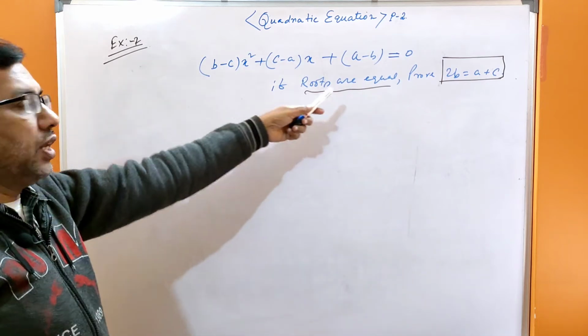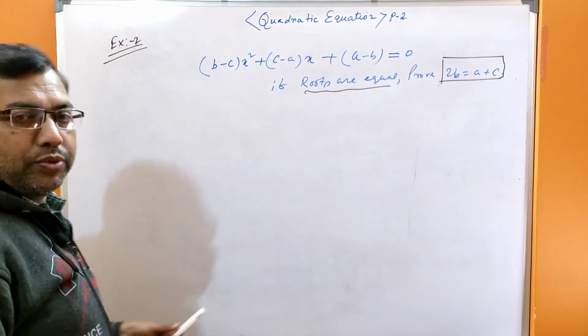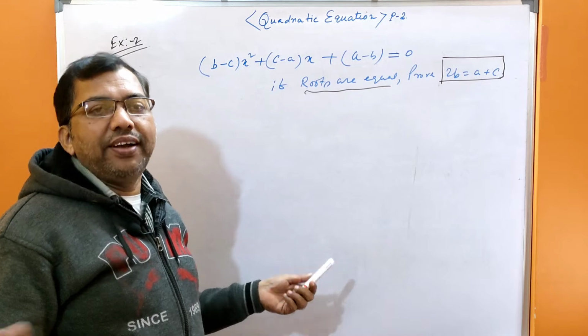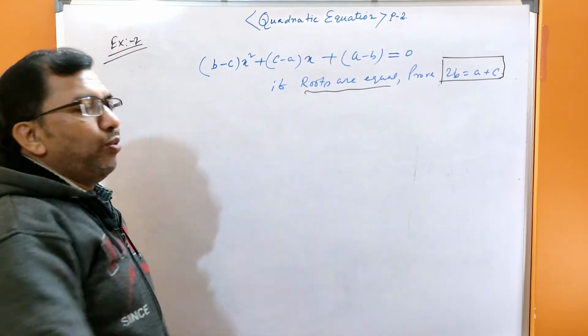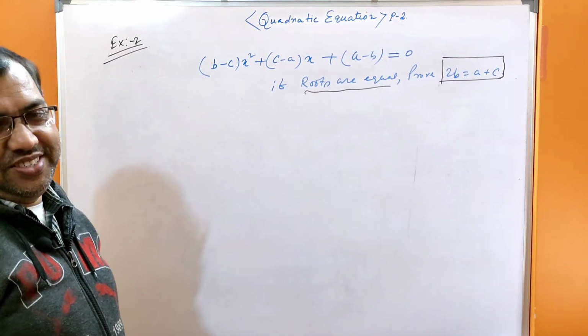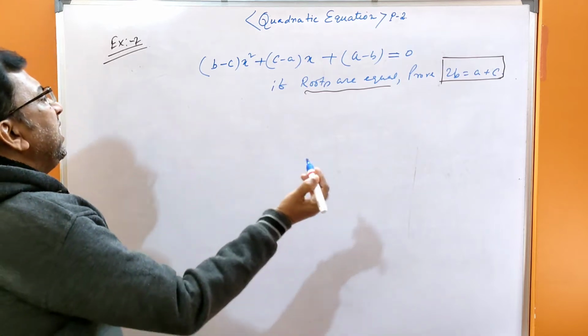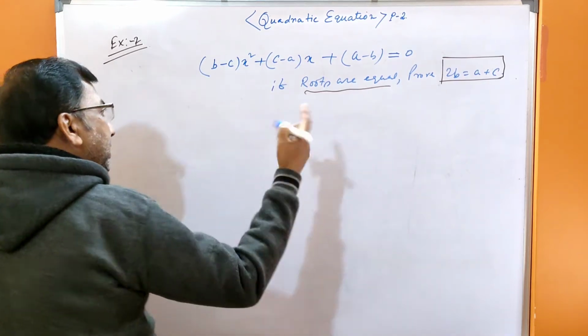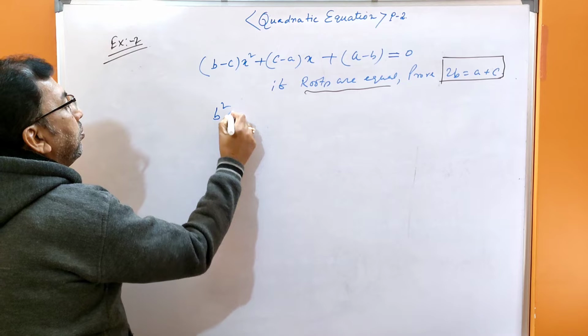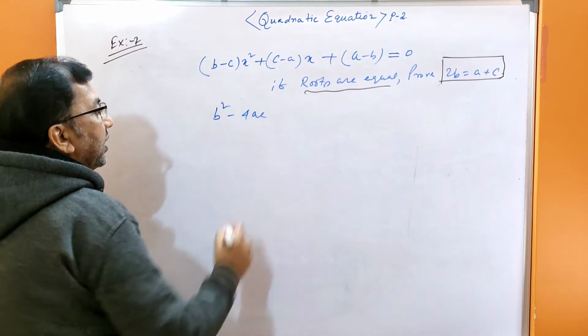What is given? Roots are equal. So roots are equal means b square minus 4ac equals to 0. Nothing else, just put the formula and check it. How to do? Okay, I am doing. See, b square minus 4ac. So the same thing, b square minus 4ac. Clear?